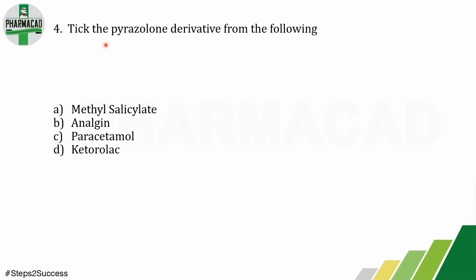Tick the pyrazolone derivative from the following. So for this, you all need to know the structures which are involved in the NSAID classification. We need the pyrazolone derivative. The options include methyl salicylate, analgin, paracetamol, and ketorolac. Let's look at the solution.